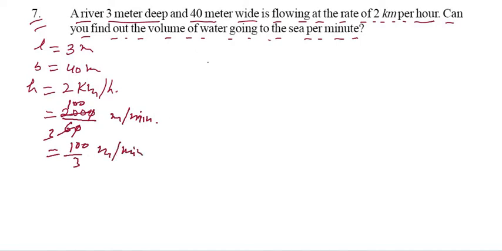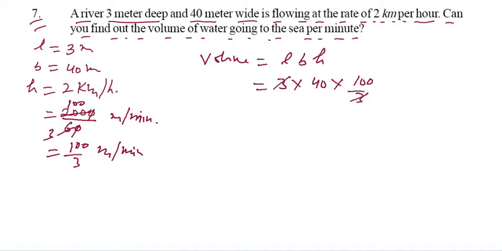Now volume, we can find the volume. Volume is equal to L into B into H. Now put the value. L is 3 meter and B is 40 and H is 100 upon 3. Now 3 ja, 3 cancels out and 4 0 0, how many, 4000 meter cube per minute.